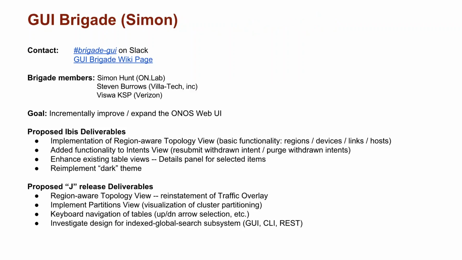Okay, so for the GUI brigade, we're a small brigade so far. There's myself and two other folks in the community. As an overall goal, we just are generally wanting to incrementally improve the functionality of the web UI. And over the short term and long term, as you can see, we've got proposed deliverables. The big ticket item here is implementation of the region-aware topology view. And this is basically allowing hierarchical navigation of your topology.